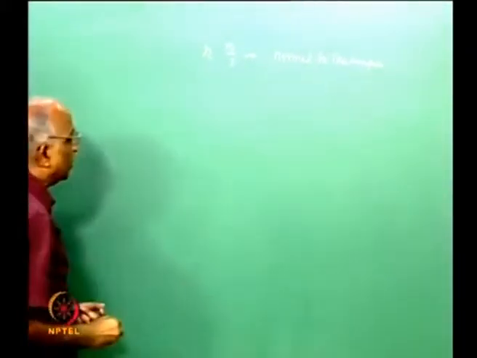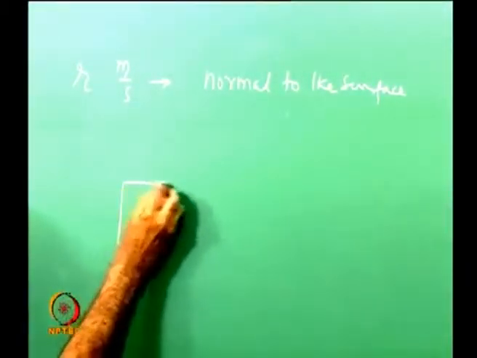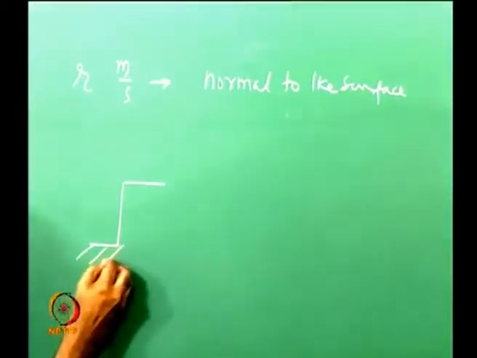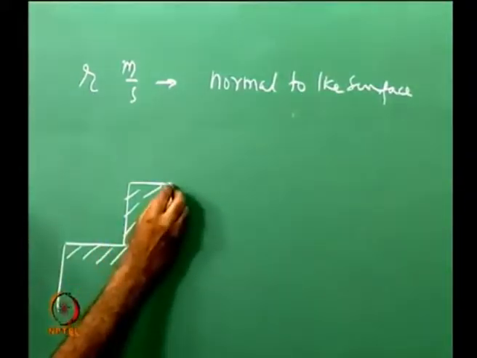Let us spend some more time on this. Supposing I have a propellant, let us say a block something like this. This is my propellant. I have the propellant in this configuration, maybe this is my propellant here.